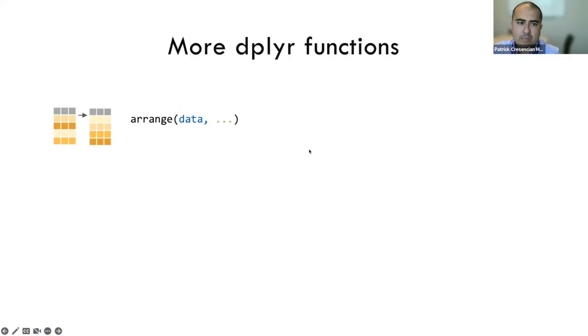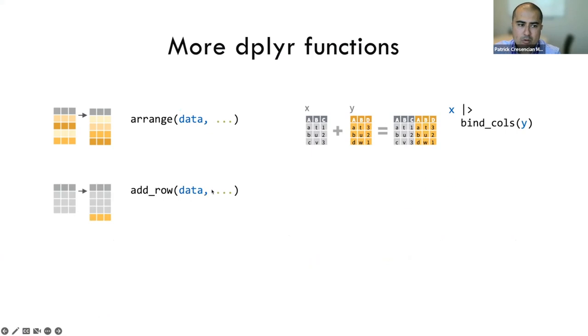I just want to mention that there are many more dplyr functions. We didn't cover group by and summarize, which is another powerful set of functions. Arrange helps you to order data, very similar to a sort you might do in Excel. You can add rows, and there are operations to join different data sets together. If you have two data frames of the same size, you can put them together arbitrarily using the bind columns function, not based off of some key, and join functions put data frames together based off of a key.